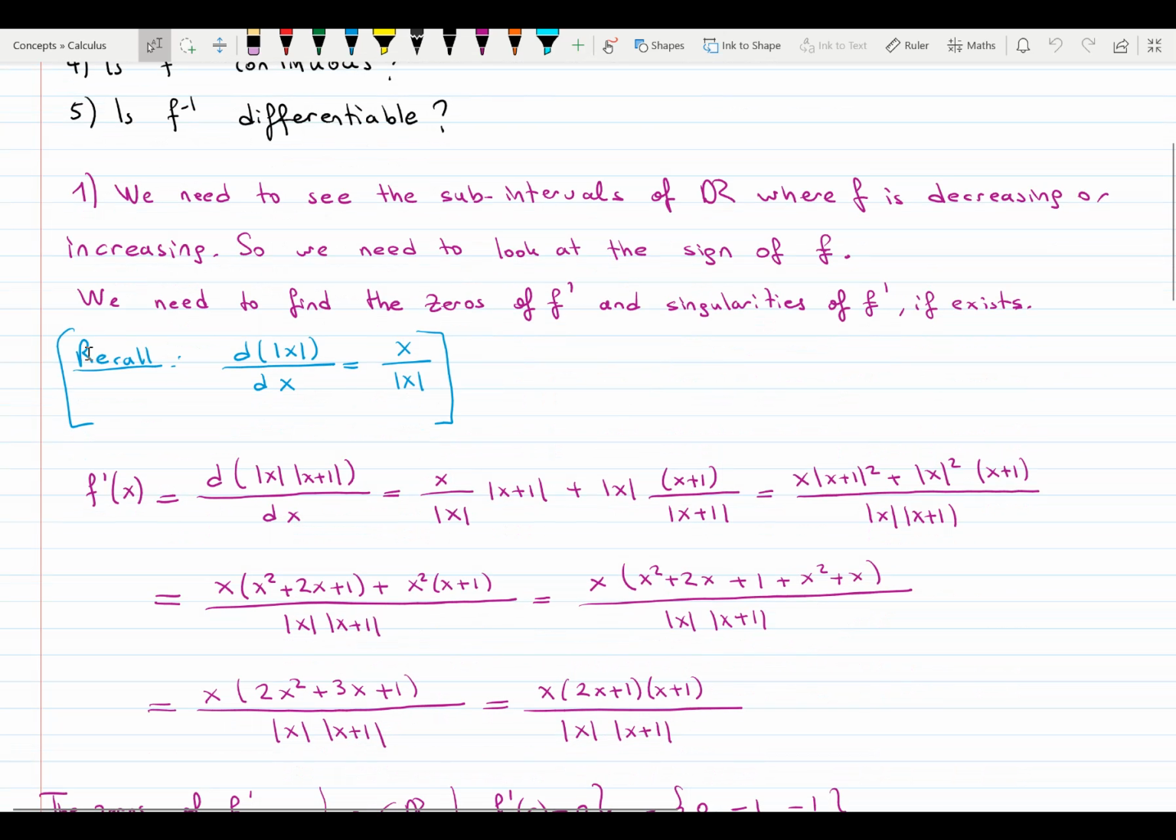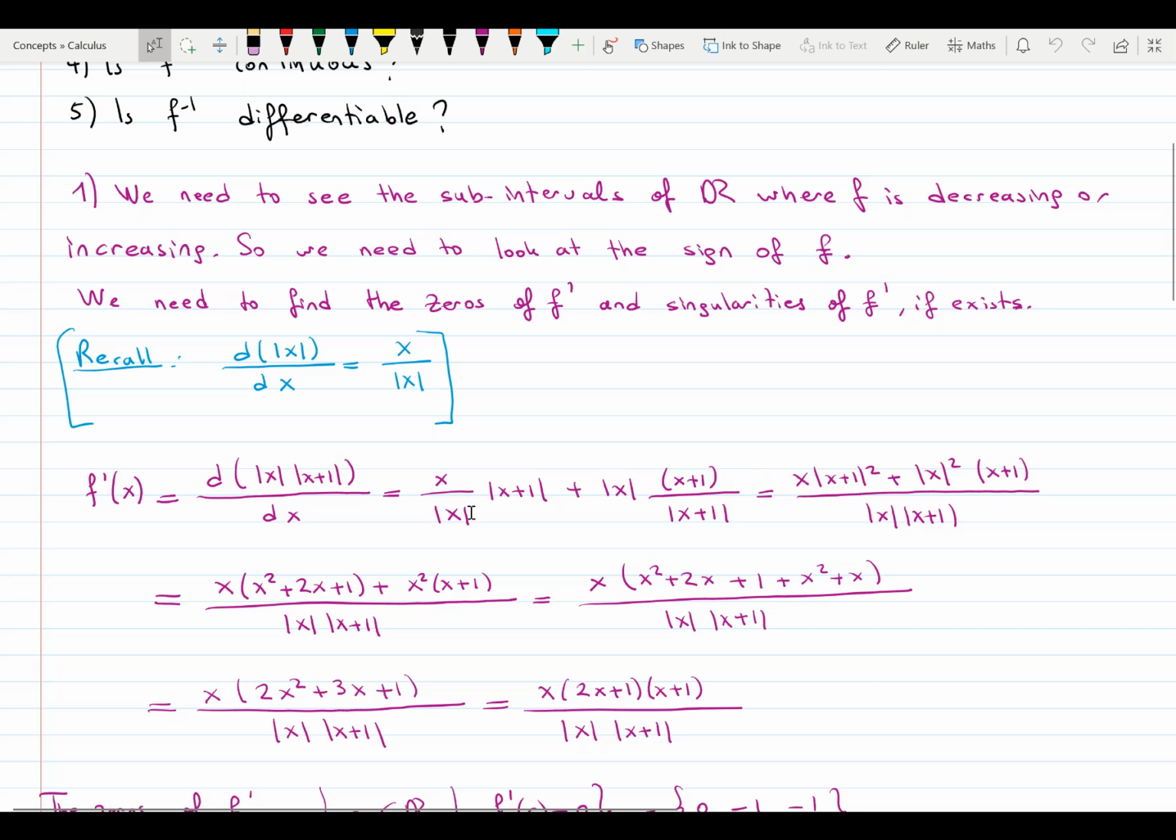First, let us recall the derivative of an absolute value function, that is x divided by |x|. So we want to take the derivative of our function, |x| times |x + 1|. We have a product here, so we need to apply the product rule. The derivative of |x| is x over |x|, times |x + 1|, plus |x| times the derivative of |x + 1|, which will be (x + 1) divided by |x + 1|.